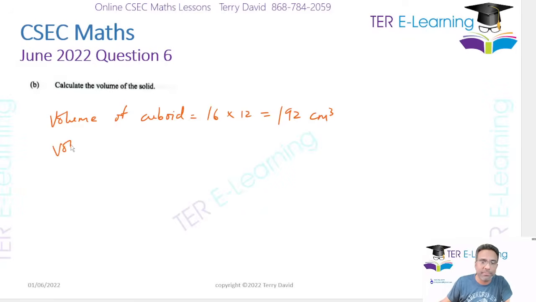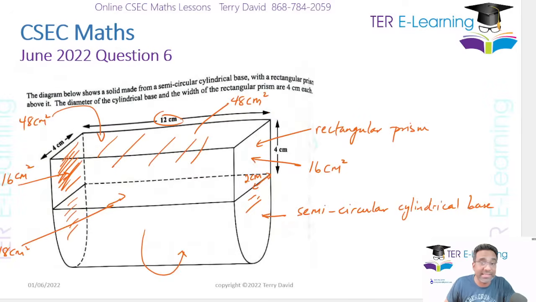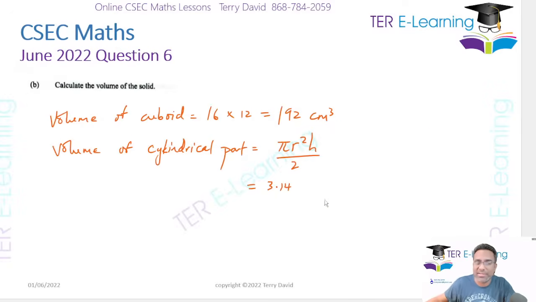The volume of the cylindrical part. Now, the volume of a cylinder is given by pi r squared h. But the thing is, you have half of a cylinder. So therefore, it's pi r squared h divided by 2. So this is going to be 3.14. Let me just double check something. Did this say to leave your answer in terms of pi? Okay, they didn't say that, so that's fine.